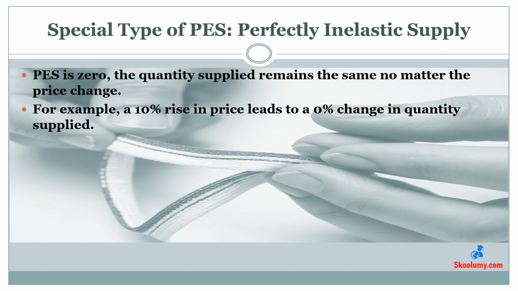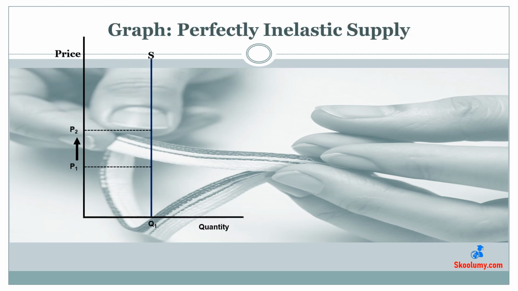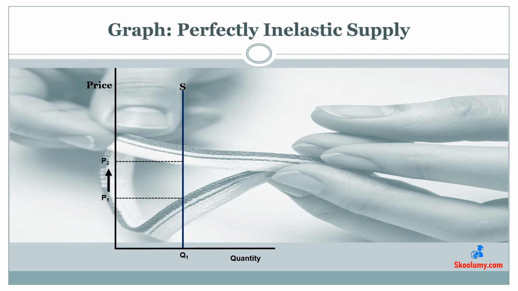There are two special types of PES, namely perfectly inelastic supply and perfectly elastic supply. If PES is 0, supply is perfectly inelastic, meaning the quantity supplied remains the same no matter the price change. It is also called infinitely inelastic supply. For example, a 10% rise in price leads to a 0% change in quantity supply. PES is 0, which is 0% divided by 10%. The graph of this type of supply is a vertical line. This is the graph of perfectly inelastic supply.